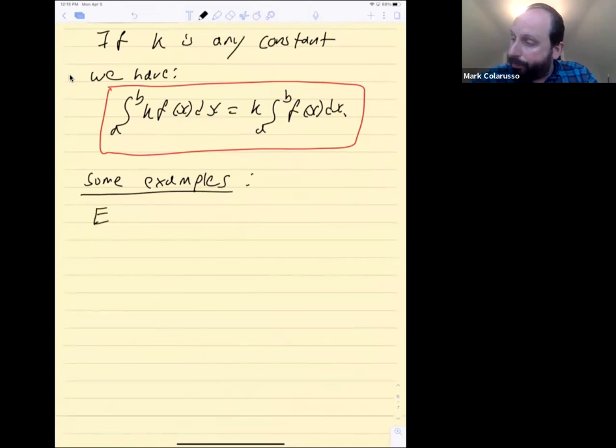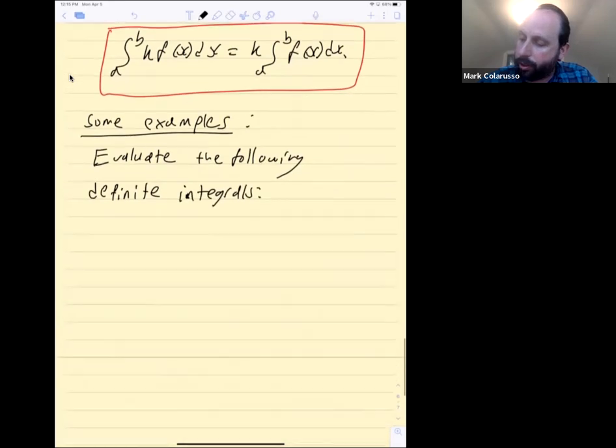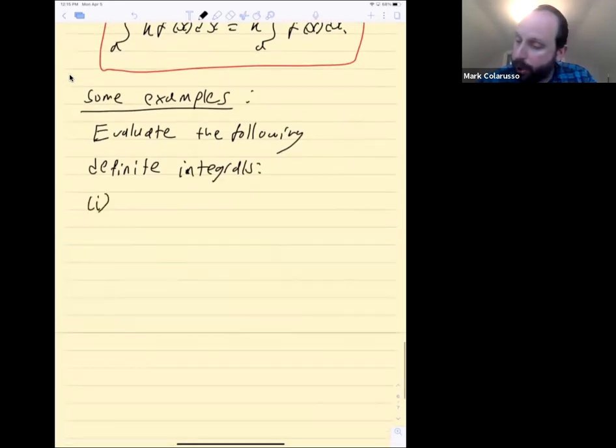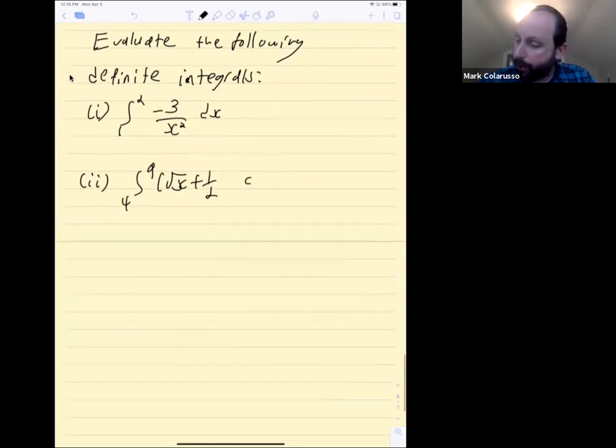Okay, so evaluate the following definite integrals. The first one we're asked to do is the integral from 1 to 2 of minus 3 over x squared dx. And the second one we're asked to do is the integral from 4 to 9 of the root of x plus 1/2 minus x.